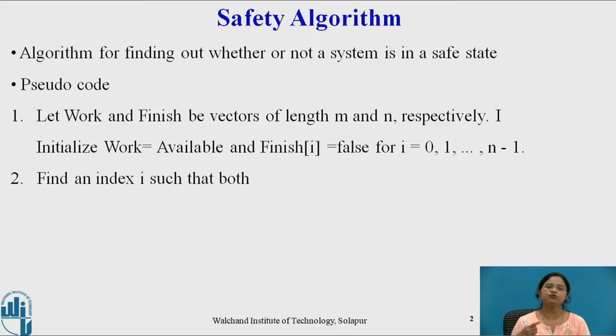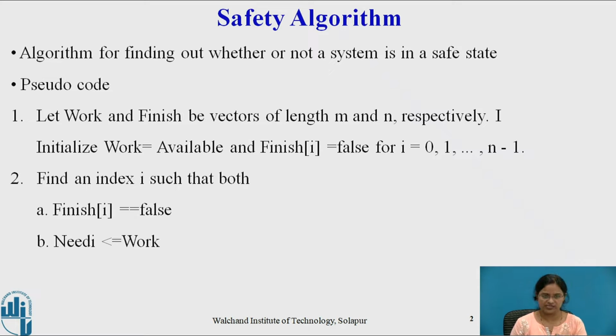Then we need to find an index i such that both finish of i is equal to false and need of i is less than or equal to work. Meaning for a particular process, finish of i is false and its need is less than or equal to work. Now what is work? Work is nothing but the available. Here we wish to check whether the need of the process is less than or equal to available or not.